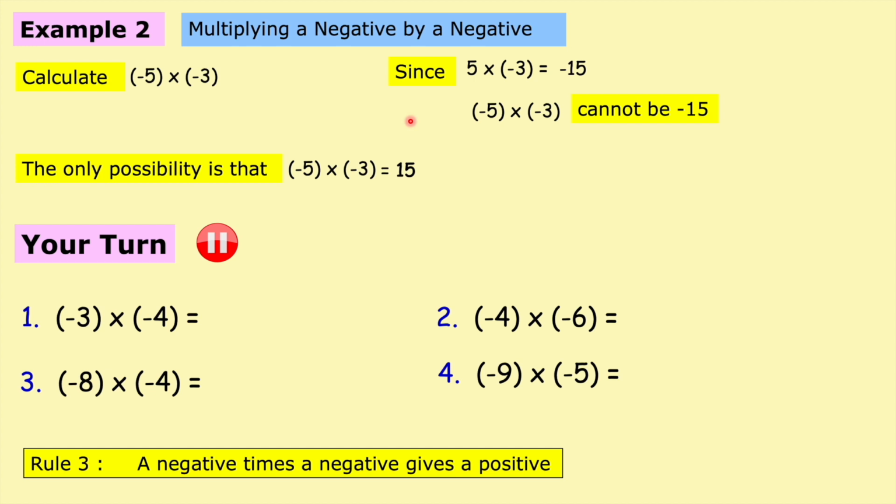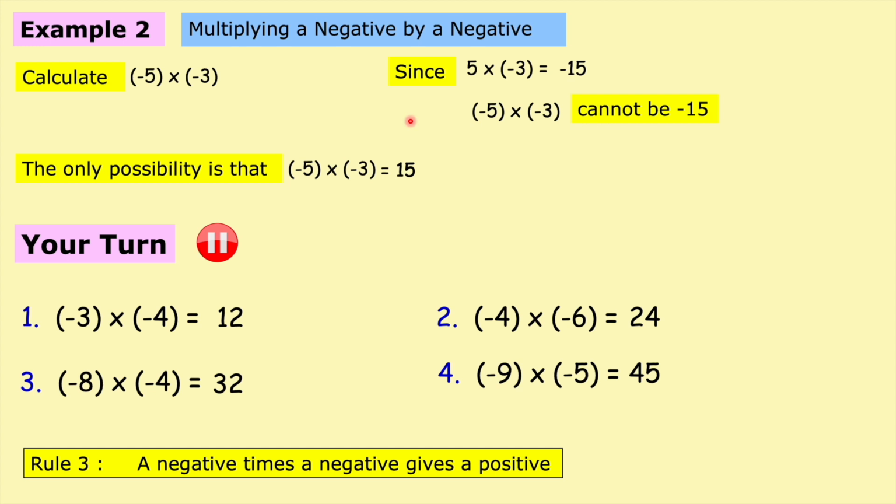Okay, so a negative times a negative gives us a positive. So negative 3 times negative 4 will give us 12. Negative 4 times negative 6 will give us 24. Negative 8 times negative 4 will give us 32. And negative 9 times negative 5 will give us 45. So well done if you got those.